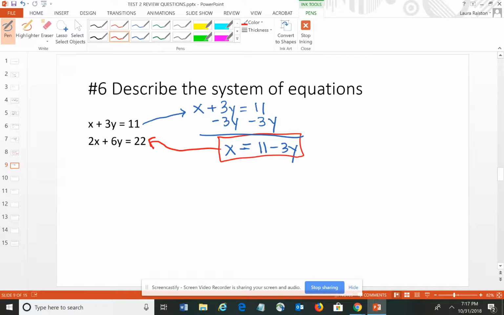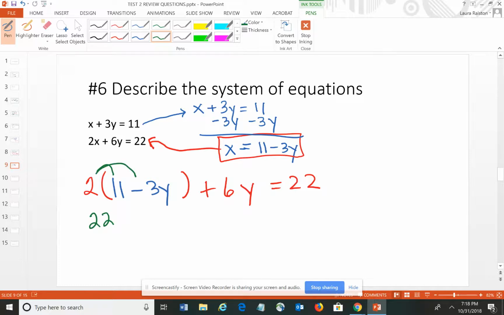So when I do that, I have 2 times 11 minus 3y. In place of x, I'm going to put 11 minus 3y. Then I'm going to finish writing out the problem. Plus 6y equals 22. And then I'm going to work through the problem doing the algebra. Okay, so we have 2 times 11 would be 22. 2 times minus 3 is minus 6y. Plus 6y equals 22.